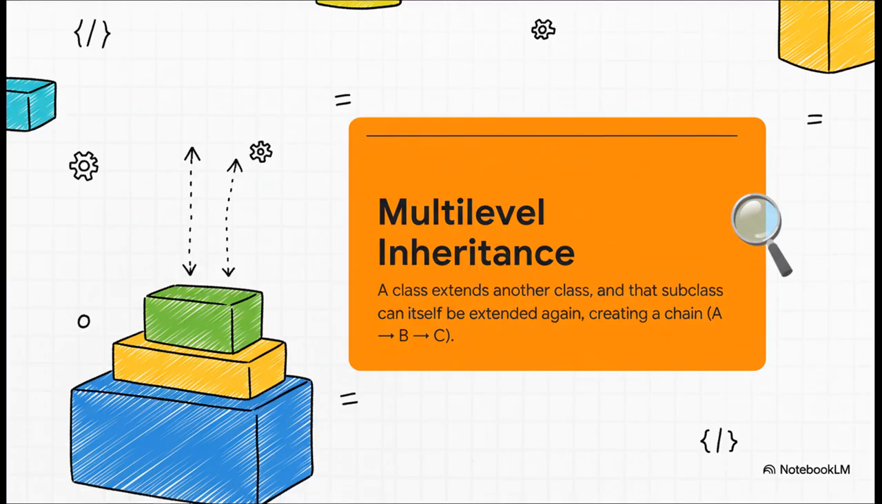It's basically a chain of command for your classes. You have class C inheriting from B and class B inheriting from A. What does that mean for C? It means it gets everything from B and everything from A, all in one package. It's a beautiful, clean hierarchy.